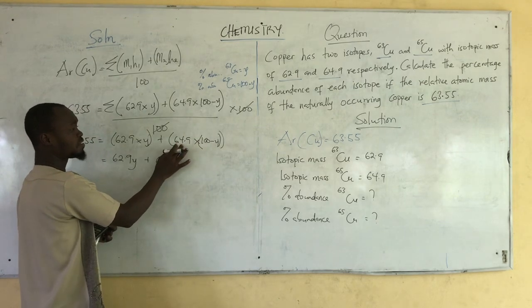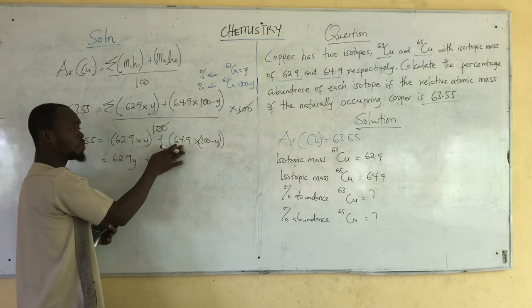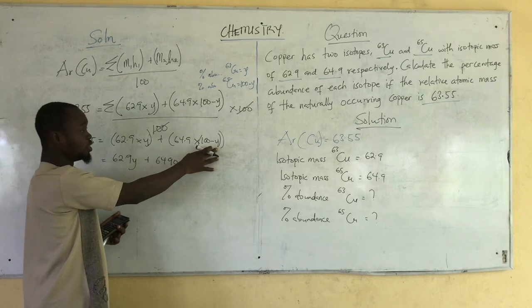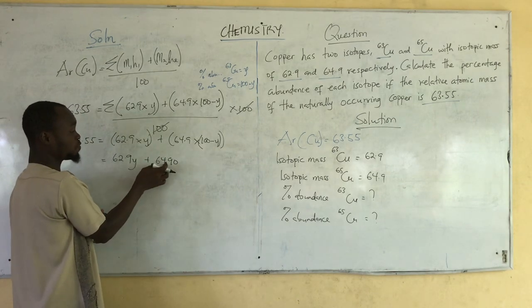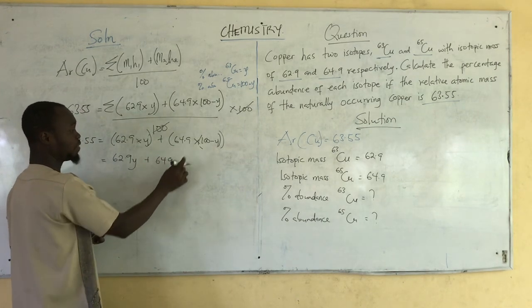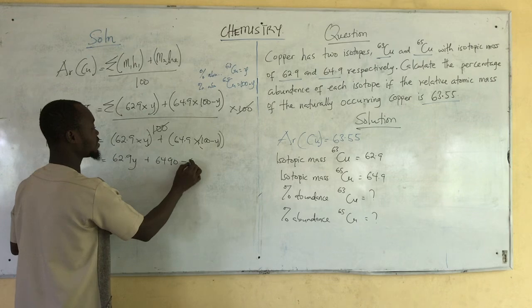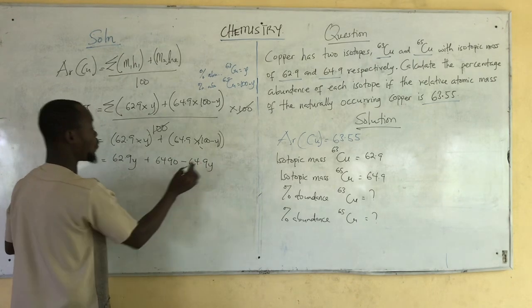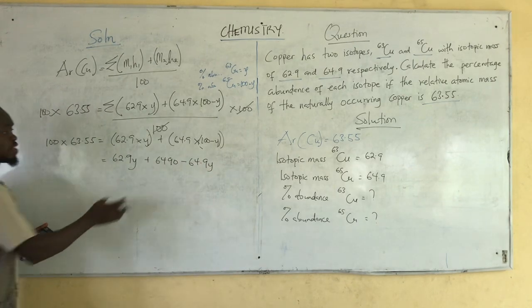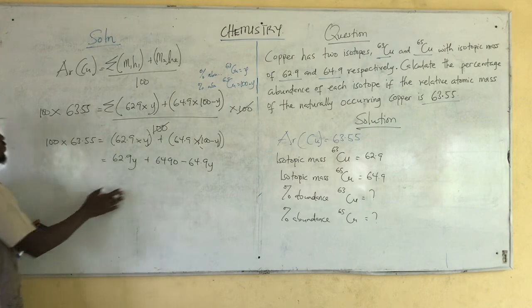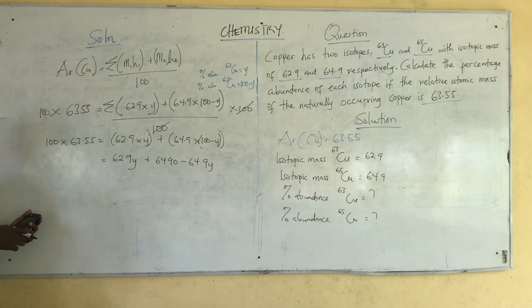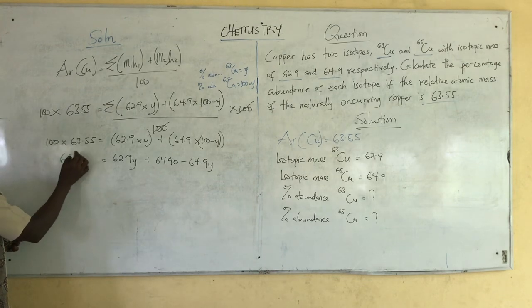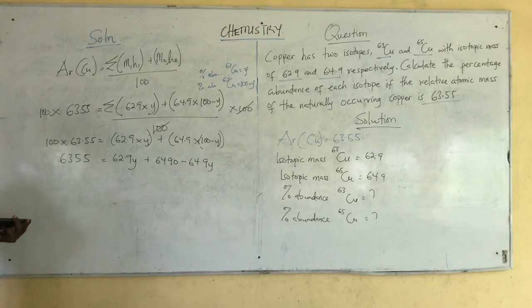So the 64.9 multiply 100, and at the same time multiply the Y. Is that okay? So you are going to get 6490 for this multiplication, and then minus 64.9Y. Is that okay? We've expanded this bracket into this form. And then also we have here 63.55 times 100. And that will give us 6355.